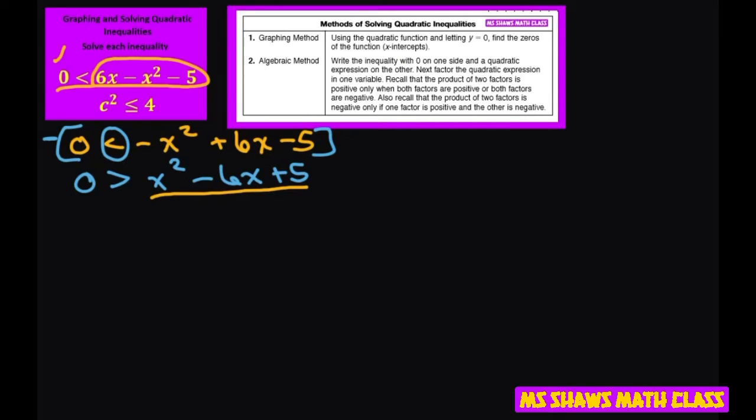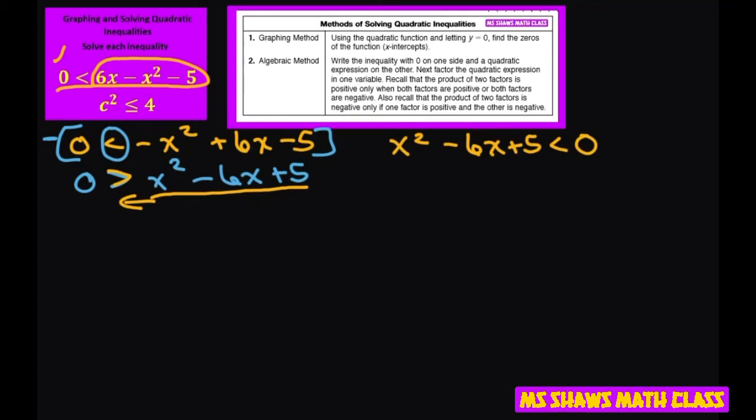And then I'm going to negate everything so I can make my x squared positive. So it's still going to be 0, but you have to flip this sign. So that's going to be greater than x squared minus 6x plus 5. And then the next thing I'm going to do is just rewrite it. What it's saying is this quadratic is less than 0, so I'm going to write it as x squared minus 6x plus 5 is less than 0.